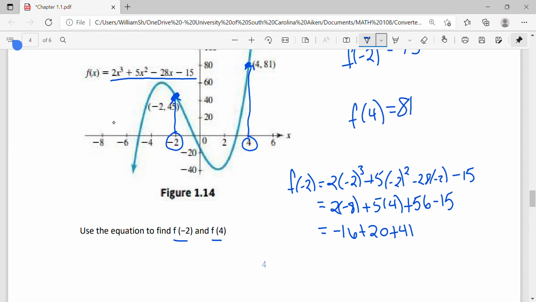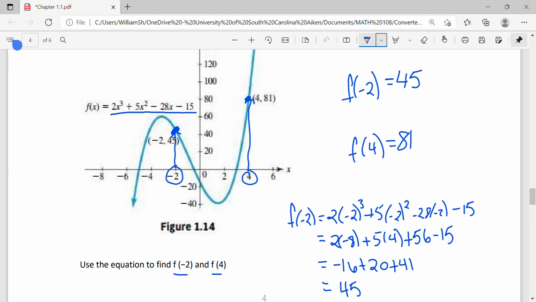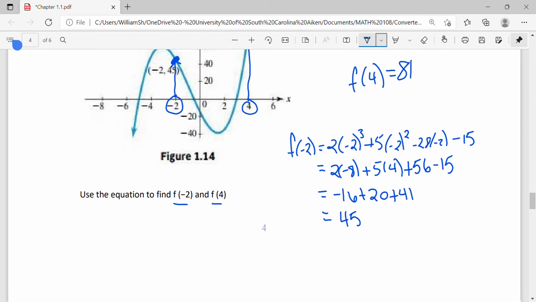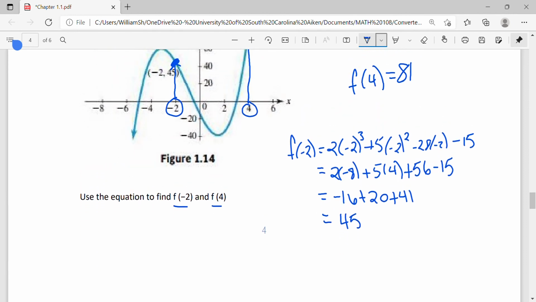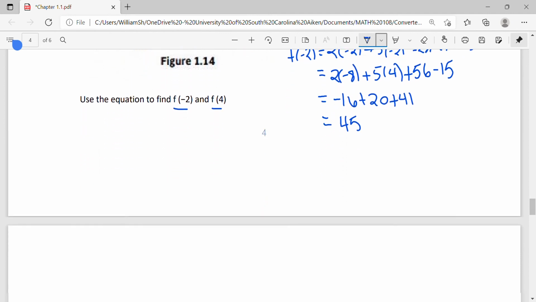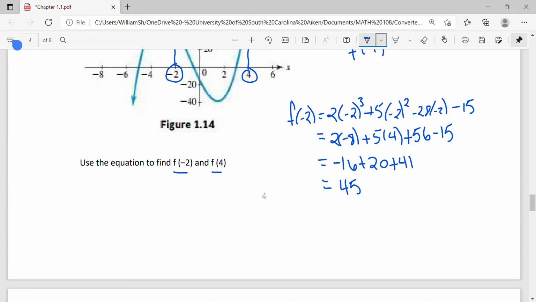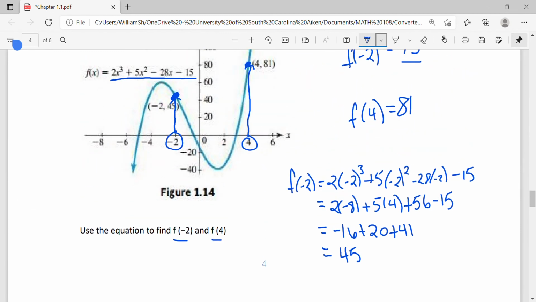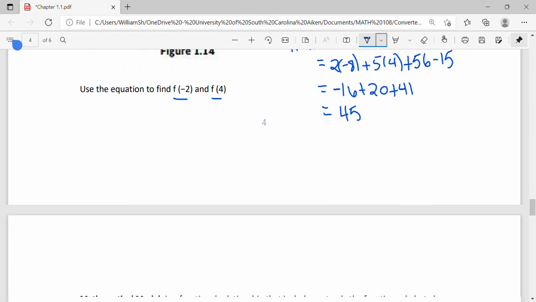And now all I have to do is put these numbers together here. Let's see, negative 16 plus 20 plus 41 gives us a 45, which is exactly, if you notice, what we got from our graph, a 45. You can do the same thing for f of 4. And I'm going to leave that as an activity for you to do on your own if you would like to try it. Okay? To check yourself for that one, you should get 81 if you plug 4 in for your x and solve there.